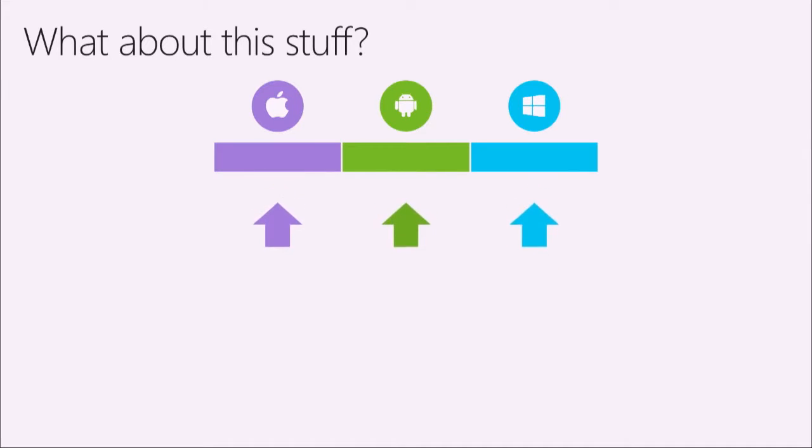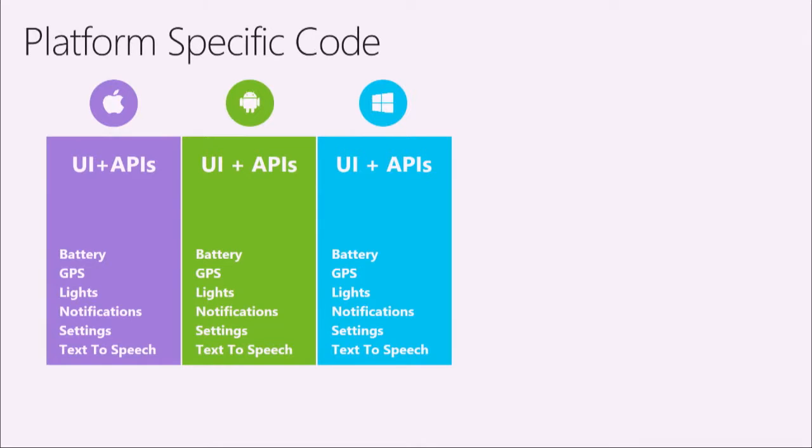What is this iOS and Android and Windows stuff? Because you saw that I accessed the UI, you would think it's all the UIs, but it's also those great APIs that are built into the platform. So you have battery, GPS, lights, notifications, text-to-speech, media, taking photos. All these different devices are very similar.